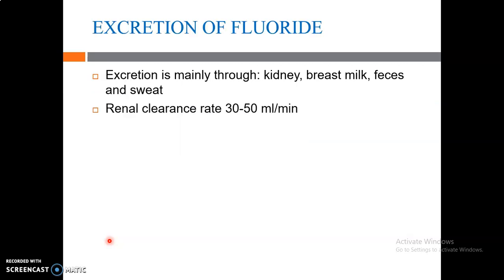The third is excretion. Excretion is mainly through the kidney, breast milk, feces and sweat, and the renal clearance rate is about 30 to 50 milliliters per minute.